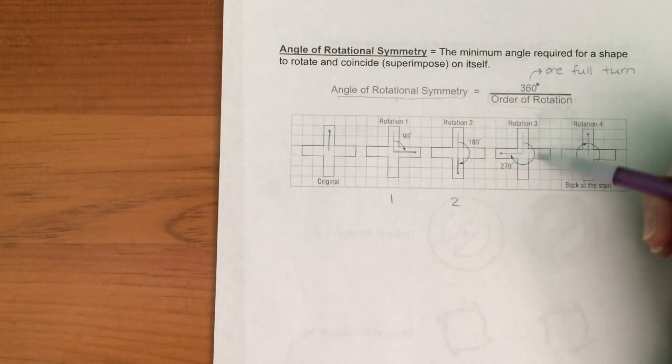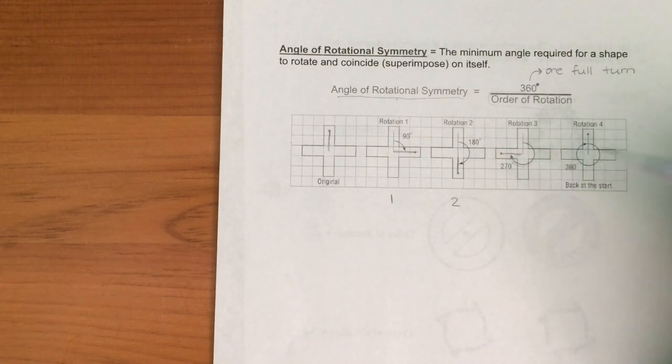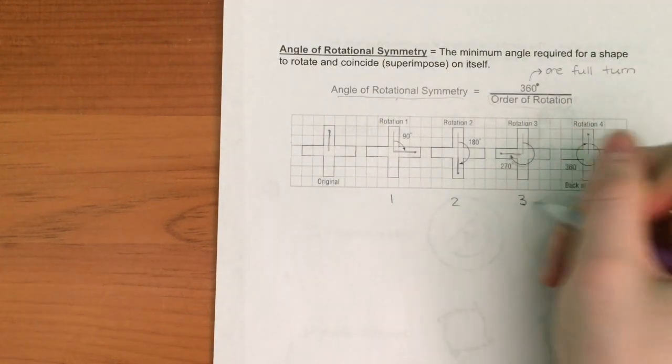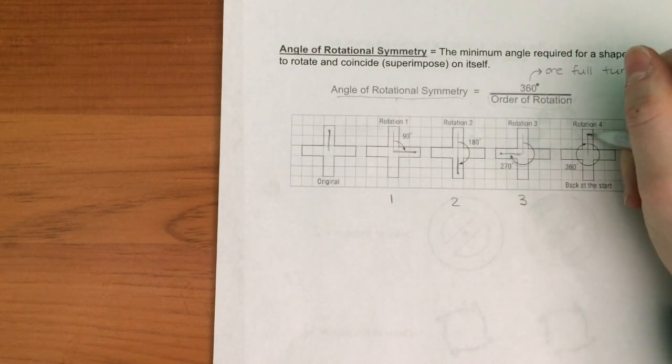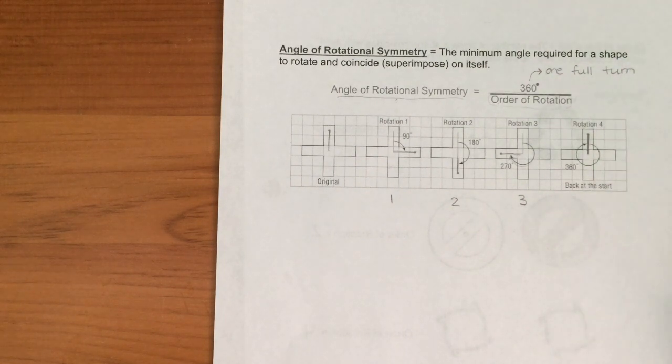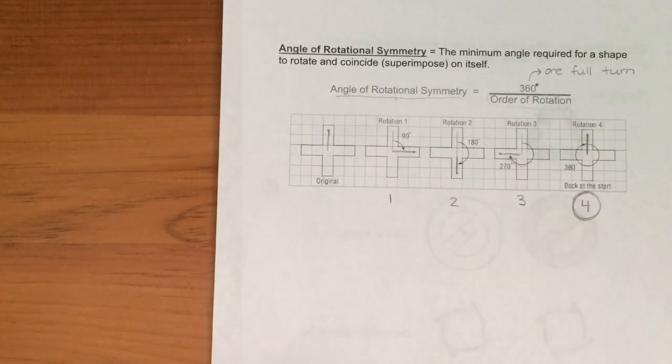Then we keep rotating in this third picture, going around. You can see the lines over on the left side now, so we've gone all the way around to 270 degrees, and it's making that perfect plus sign shape again. So we have an order of rotation of 3 there. And then if I continue and go all the way back to that 360 point, then I'm overlapping my final shape from where it started. So that would be an order of rotation of 4. So that's my order of rotation for the full shape.